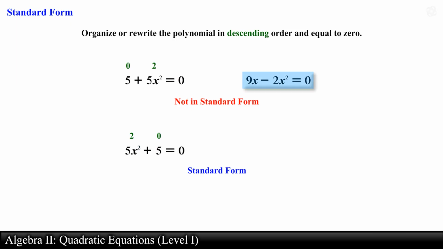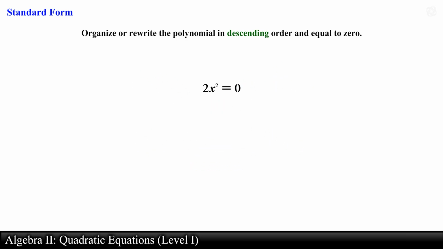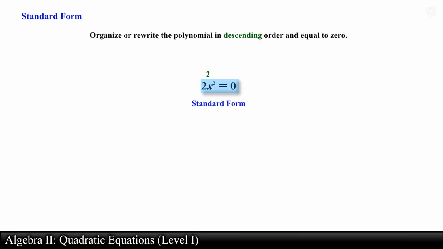Likewise, the degrees on the second quadratic binomial are arranged from 1 to 2 respectively. So we want the terms organized with degrees arranged from 2 to 1 respectively, as follows. Negative 2x squared plus 9x equals 0. And finally, for quadratic monomials, there is no need to organize it, since it only contains a term of degree 2, such as 2x squared equals 0. Alright, now let's talk about what it means to solve a quadratic equation.